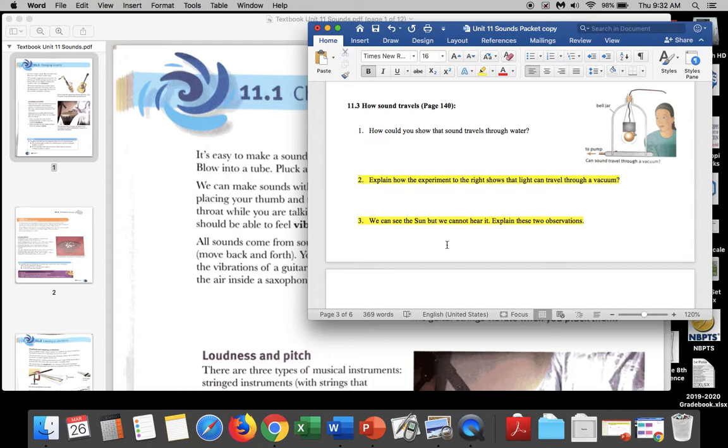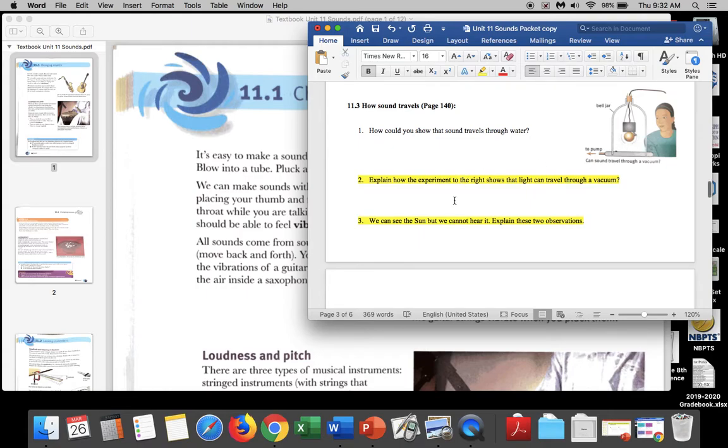So if sound cannot travel through a vacuum, this girl has sucked all the particles out of this vacuum, and so she can't hear the bell anymore. That's what's happening on this page in the textbook. But she can still see the bell. So I want you to think, can light travel through a vacuum?